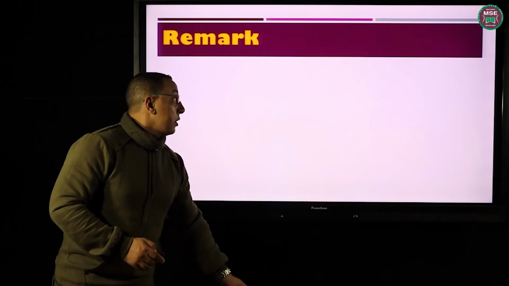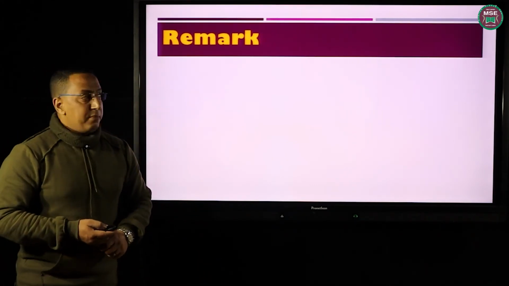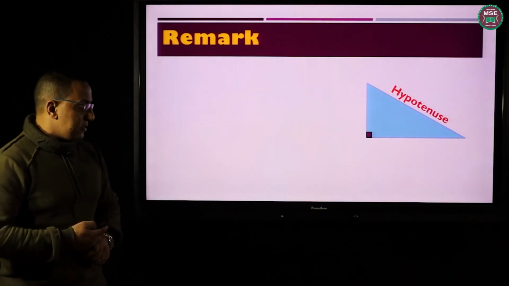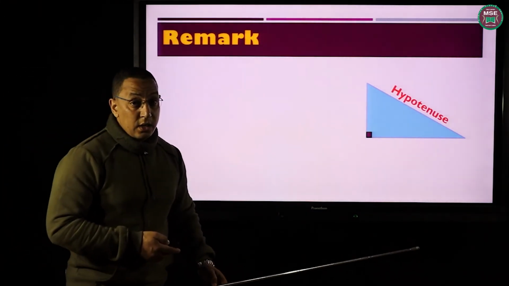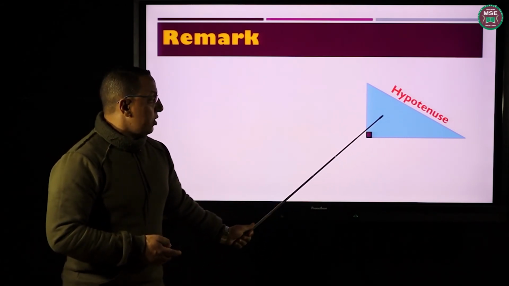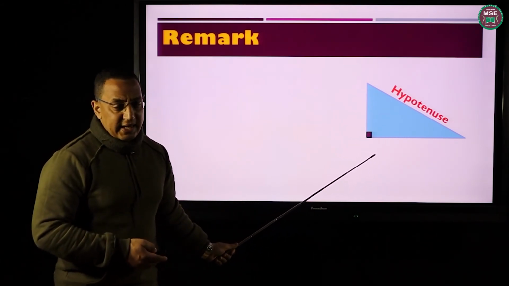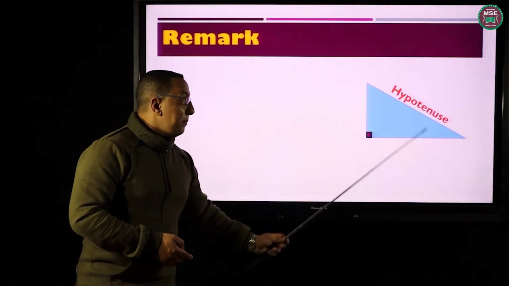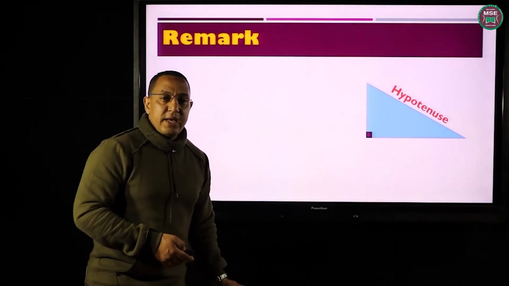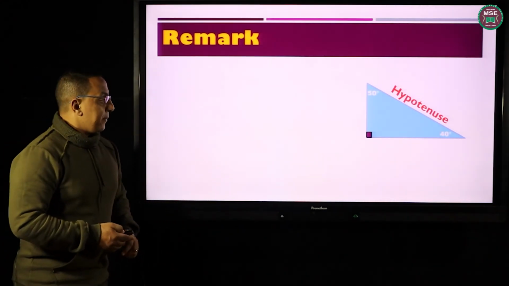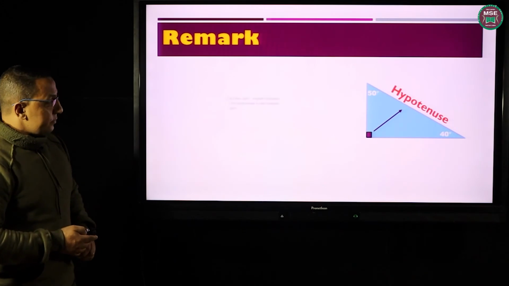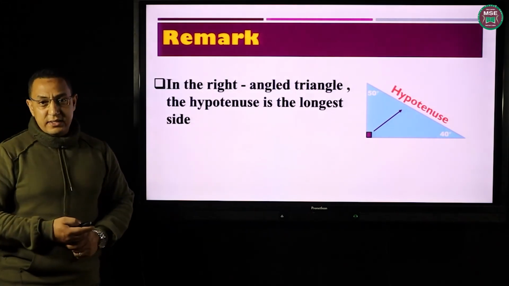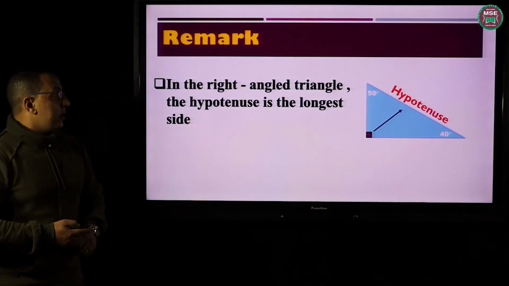Finally, I have a remark. The hypotenuse is the longest side in the right angle triangle. Why? Because the hypotenuse is opposite to the right angle, and the right angle is the biggest angle in the right angle triangle. So the hypotenuse is also the longest side in the right angled triangle. In the right angle triangle, the hypotenuse is the longest side. This is a very important remark.